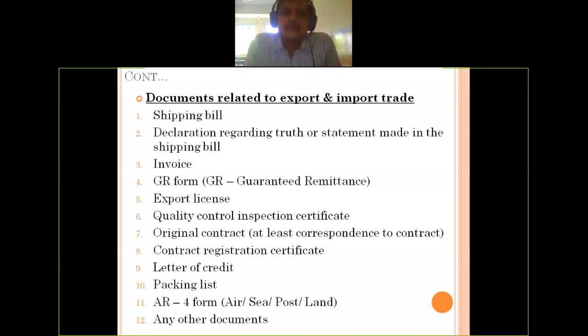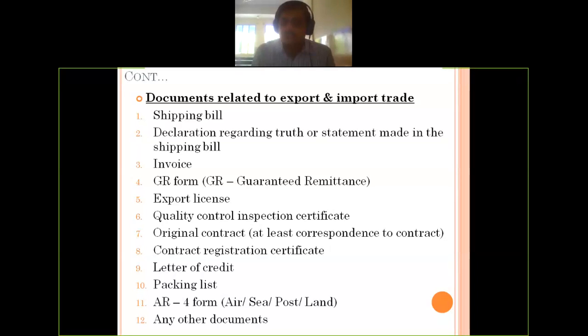Yes, today we are dealing with the documents related to export and import trading activities. Yes, this is the list of documents required. The first point is about the shipping bill.